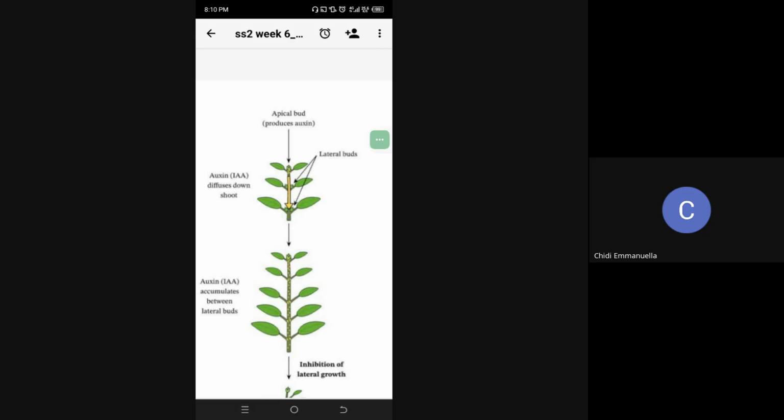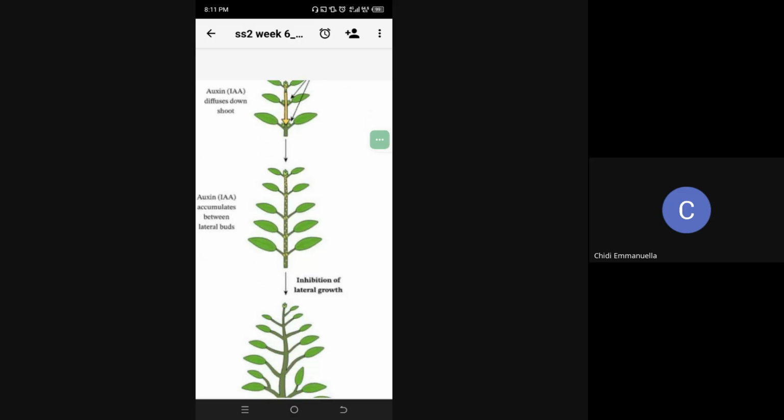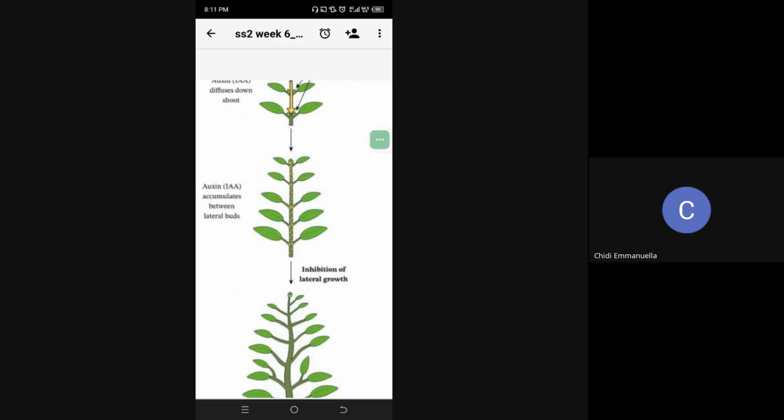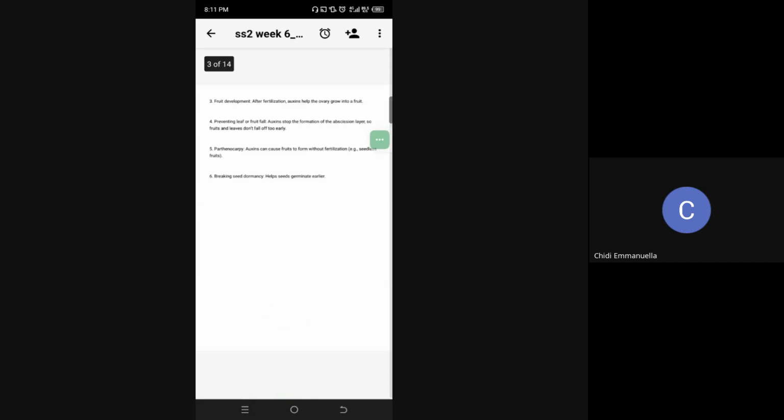So auxin is produced at the tip, or you can call it apical bud or terminal bud, and then it moves from there via diffusion down the shoot. You know, I told you what hormones are now. Hormones are biochemical substances that are produced in one part of the body and transferred to the other part of the body where they are needed. So that's what's happening here. The auxin is being produced at the apical bud and it's transferred from there to other parts of the shoot. Do you understand? Okay. So that's that about lateral bud and apical bud. Let's go back.